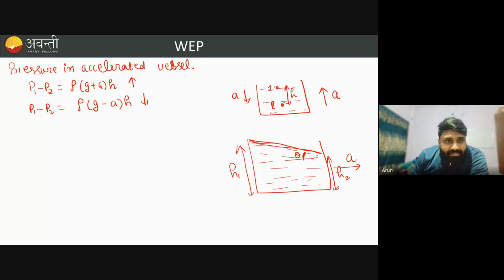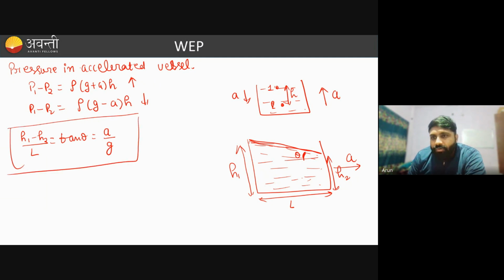So we can say that (h1 minus h2) by the length of this vessel L is given by tan theta, which is given by a by g. This is another formula.